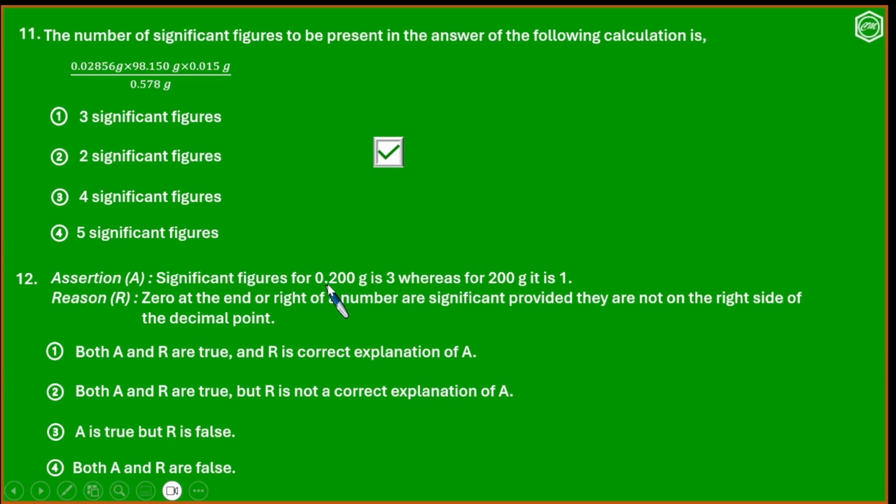Significant figures for 0.200 gram is 3 because these two zeros are significant. They are to the right of the decimal place. And here these are zeros after a non-zero digit, so these two zeros are non-significant. Therefore 200 has only one significant figure. Assertion is correct, but reason is wrong. So therefore the correct answer is option 3.